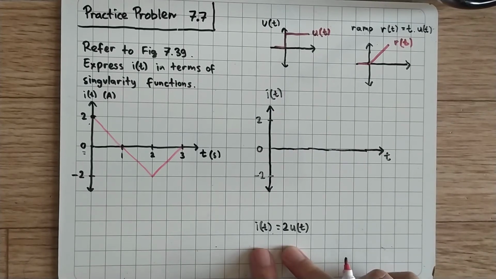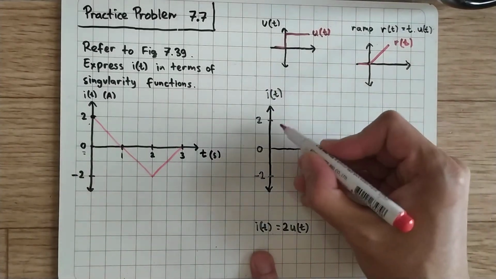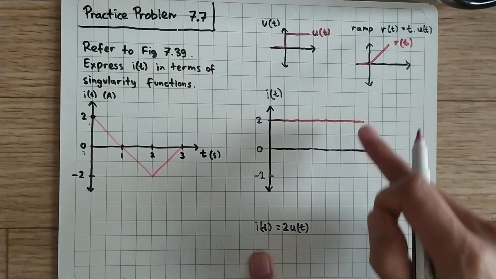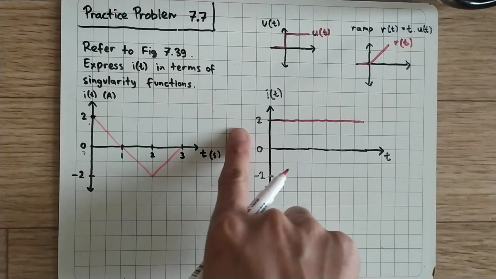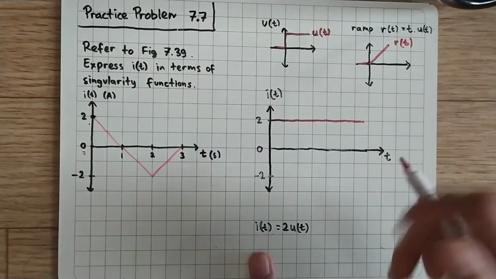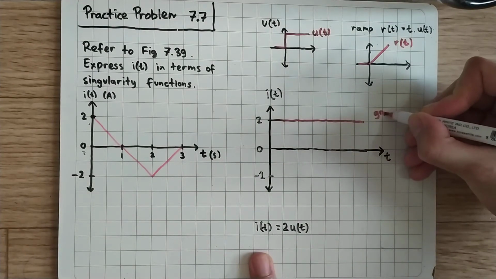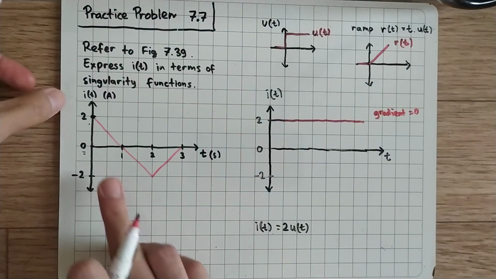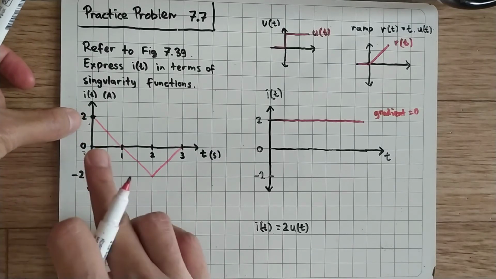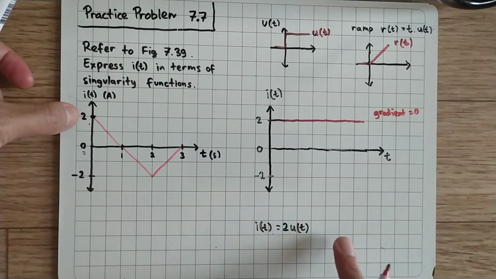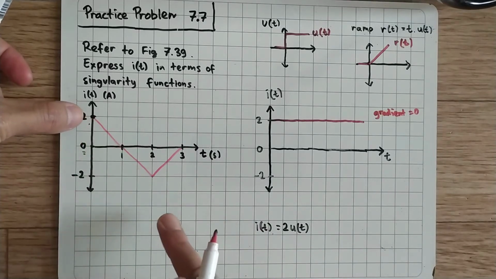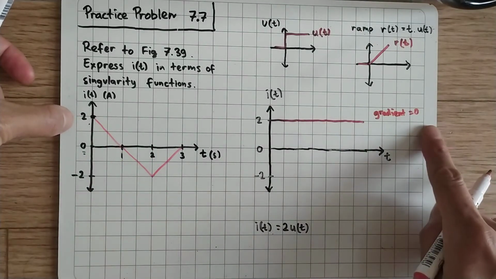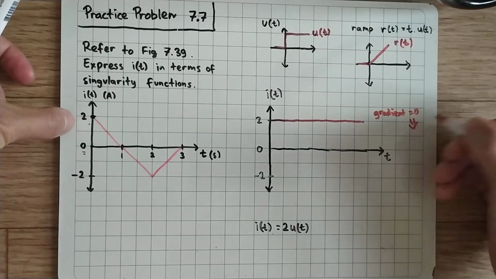Okay, so now if we sketch this function in Cartesian coordinates, we will get this. So 2u(t) is a horizontal line with an amplitude of 2. Now a horizontal line has a gradient of 0. So now we want to change the gradient. If we want to change the amplitude, we add or subtract a unit step, but to change the gradient, we add or subtract a ramp function. So now we have gradient 0, and we want to change it into this one.